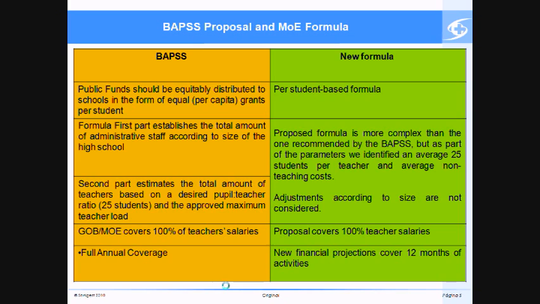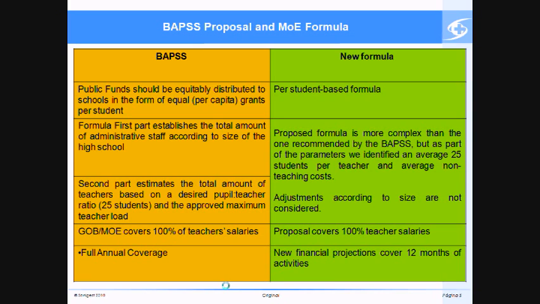We show you this chart to show that the new system is quite in line with a proposal from the Belize Association of Principals of Secondary Schools that was developed in 2004. According to that proposal, BAPS asserted that public funds should be equitably distributed to schools in the form of equal per capita grants per student. The new formula that we are proposing will be per student based.